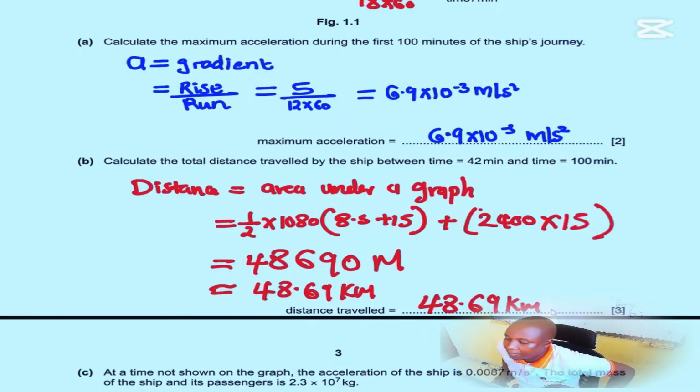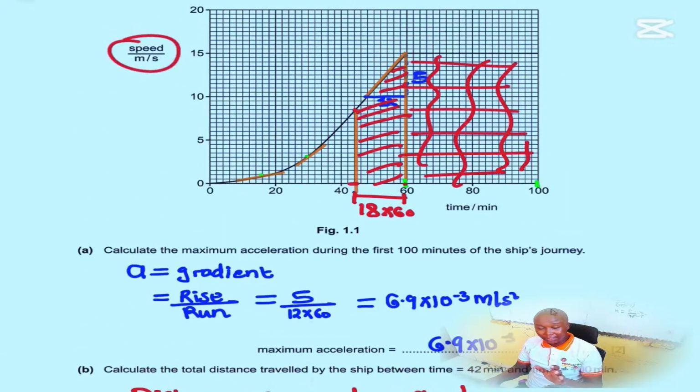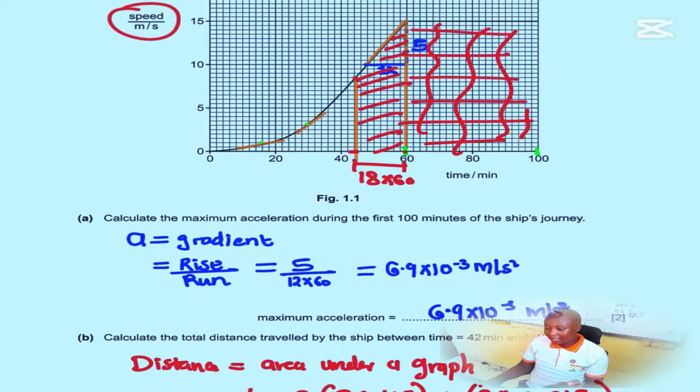Right. So the takeaway from this particular tutorial is to ensure that when you are working out acceleration from a speed time graph, you work out the gradients. And when you are working out distance covered by the object in a given section of a graph, you work out the area under the graph.